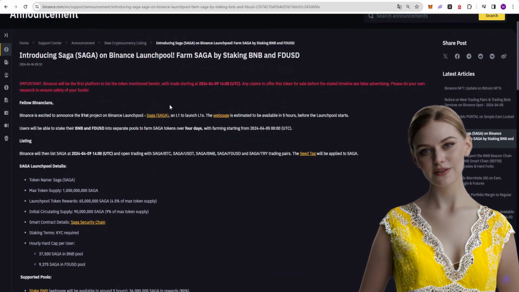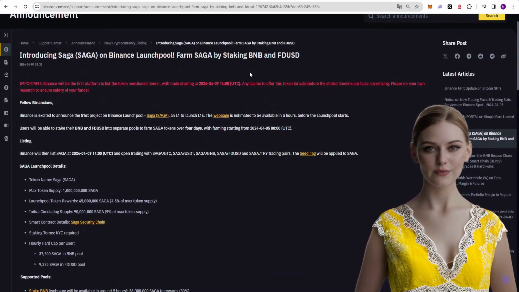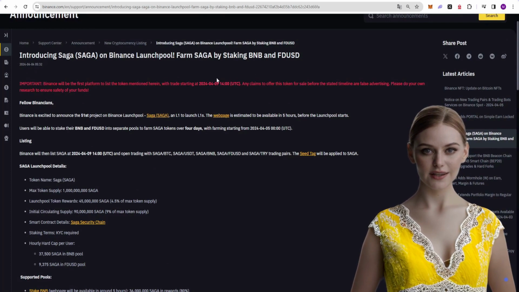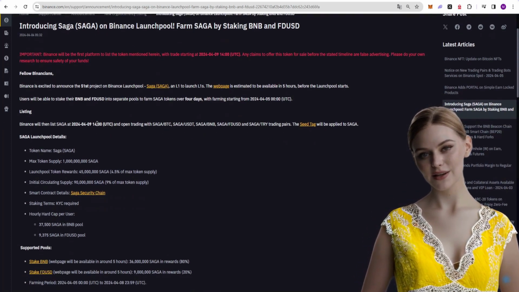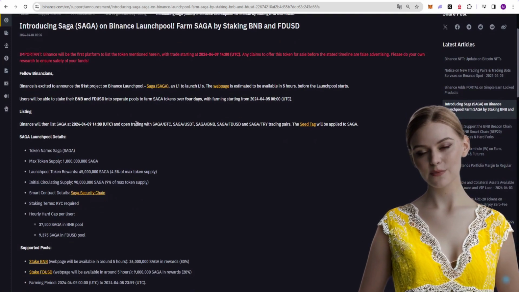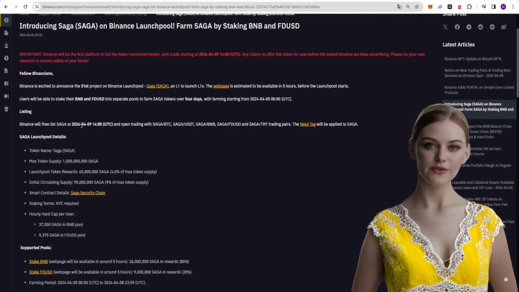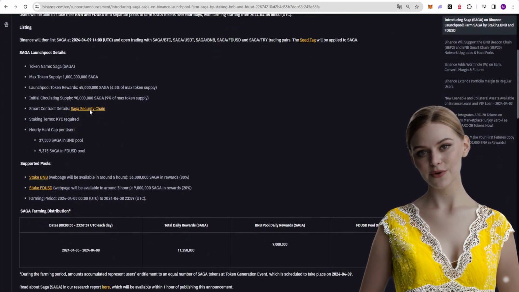Now, let's look at the project. The name of the Launchpool project is Saga. The farming period started today and will last for 4 days. Saga will be listed on Binance on April 9th. The total Saga to be distributed in Launchpool is 45 million.